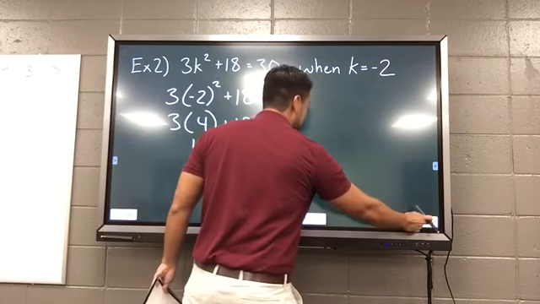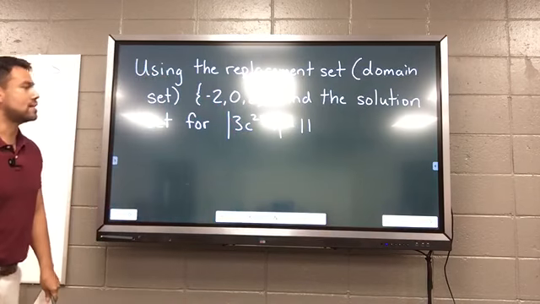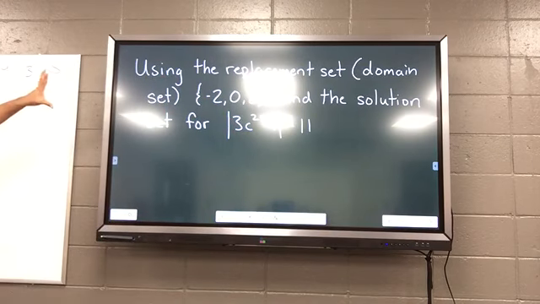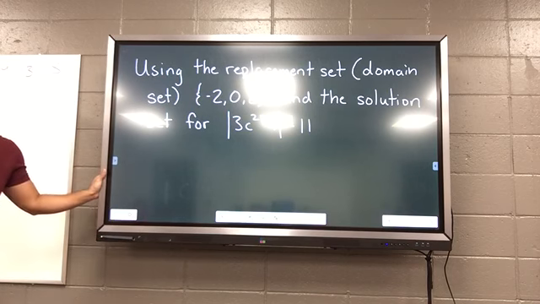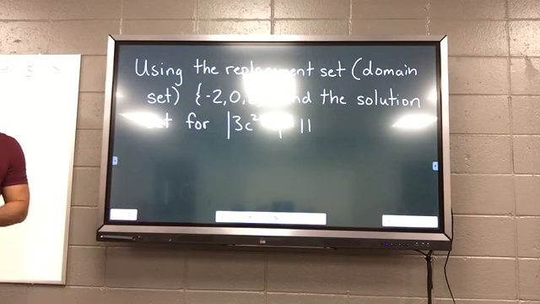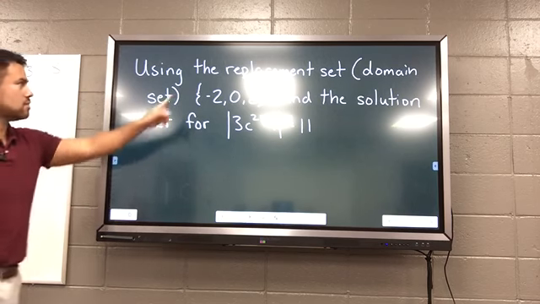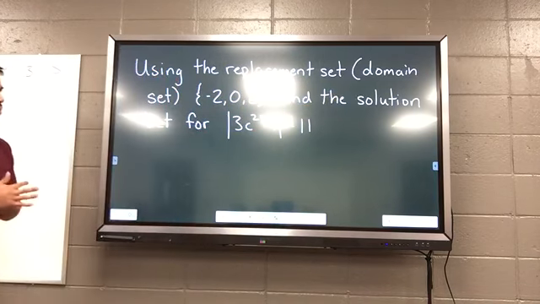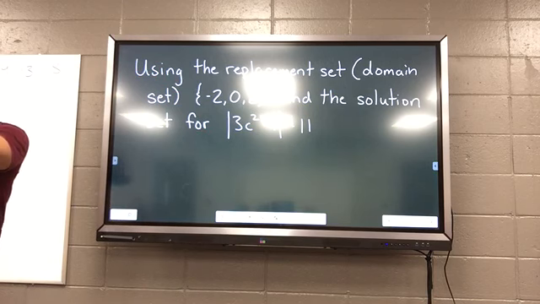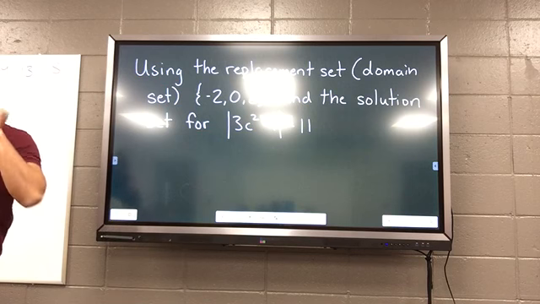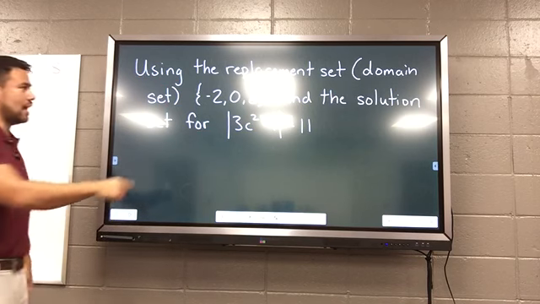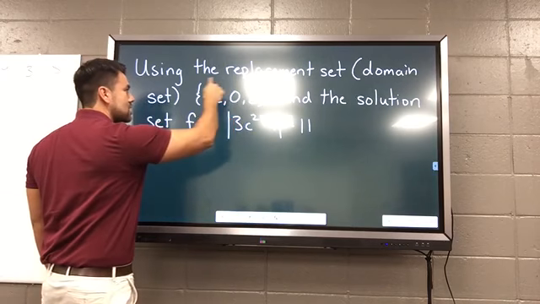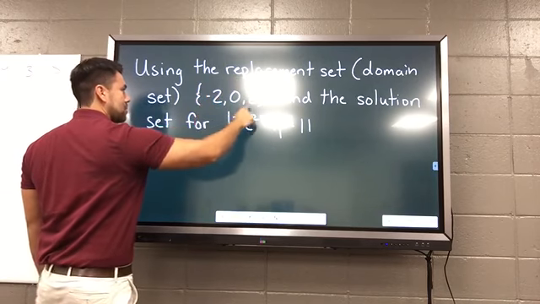Next one, next type of problem you'll be doing. Go ahead and write this problem down. Write this down because you'll have it in your notes. So what we're going to be doing is also looking at what we call sets of numbers. We're going to be looking at what we call a replacement set, or another name for that is domain set. So they're going to say the replacement set is blah, or they could say the domain set is blah. And in this example, you have this replacement set.